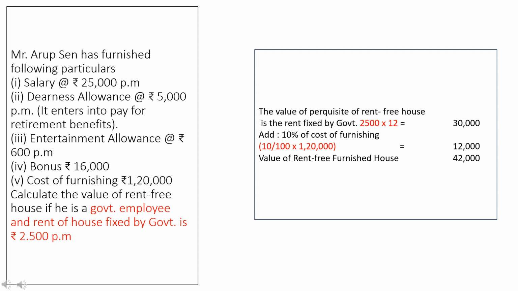Because it is a furnished accommodation, 10% of the cost of furnishing is to be added, which will be 10% of 1,20,000, that is 12,000. So the value of RFA in this particular question will be 30,000 plus 12,000, that is 42,000 rupees.